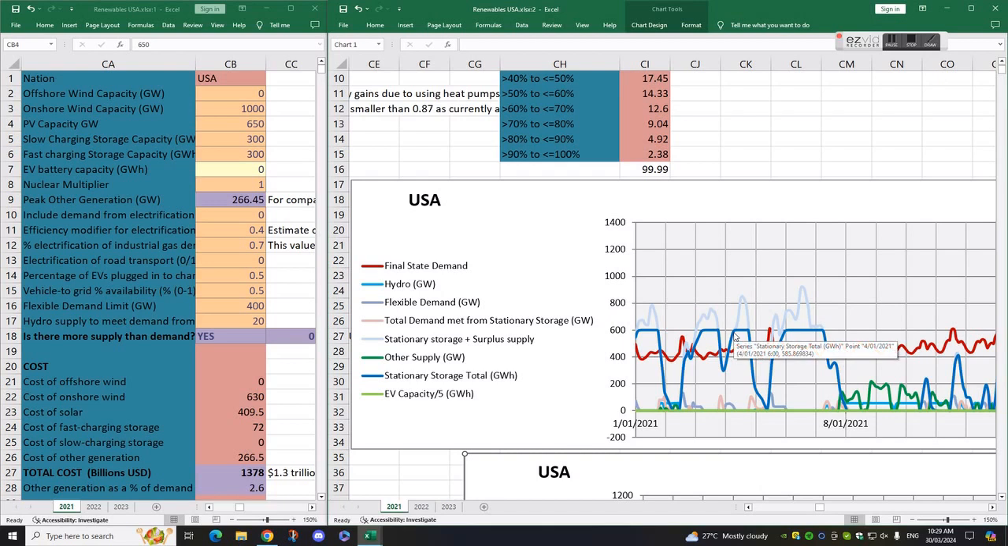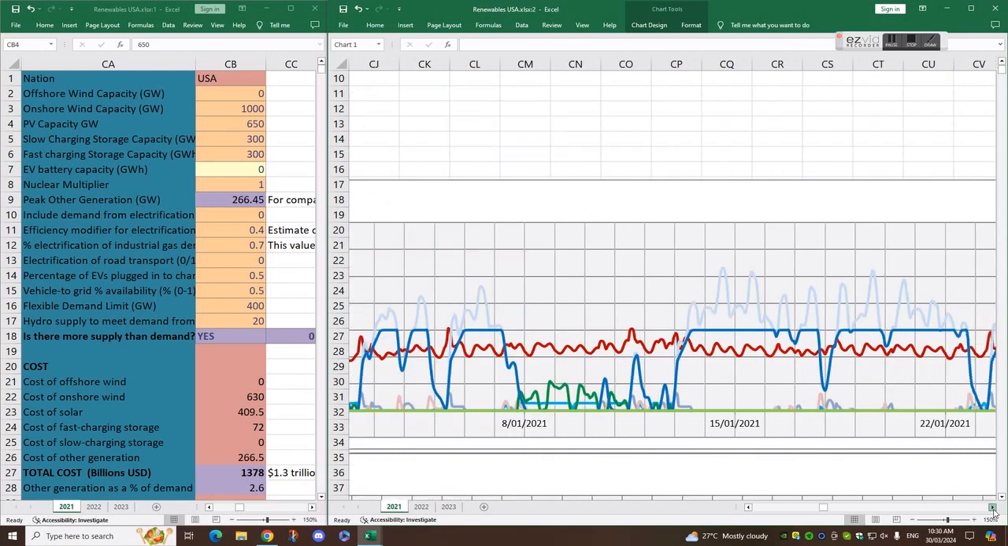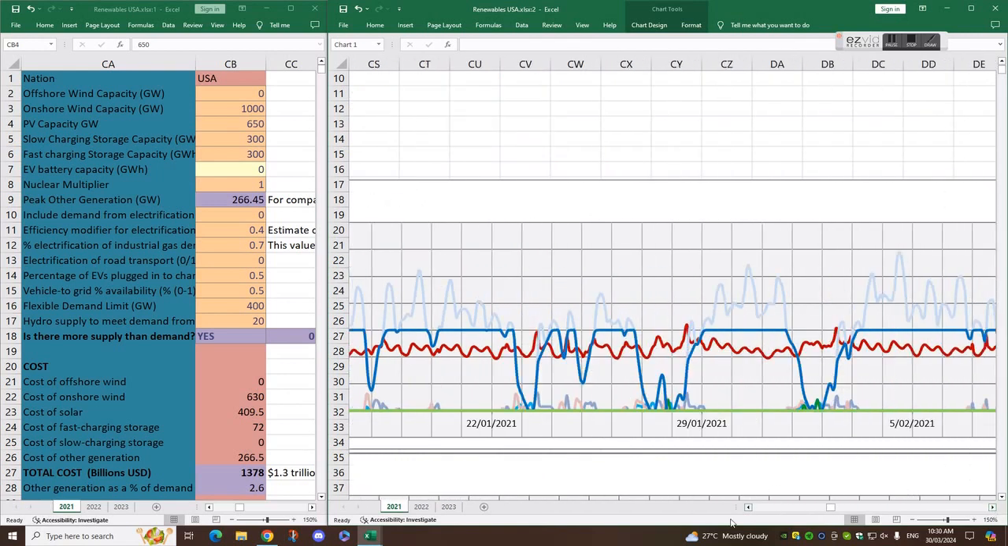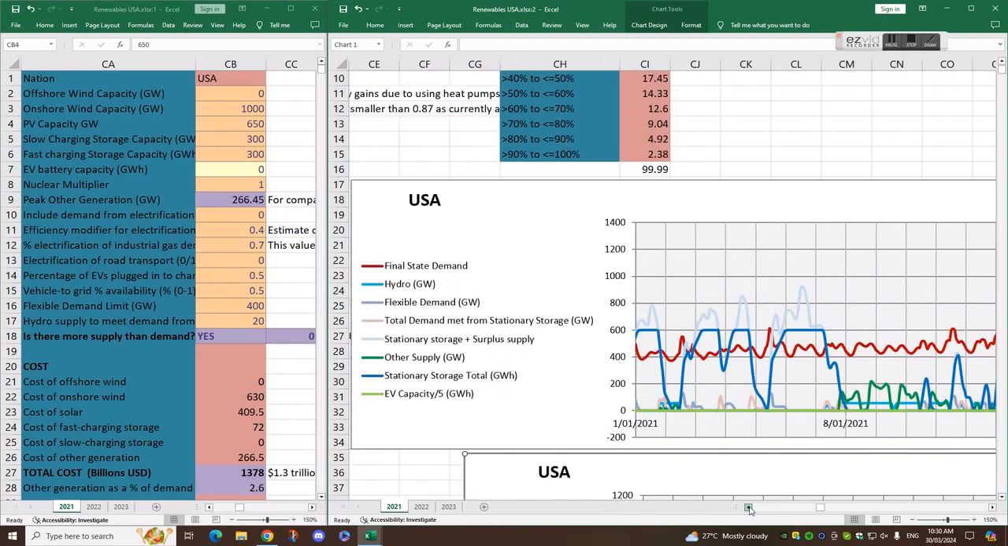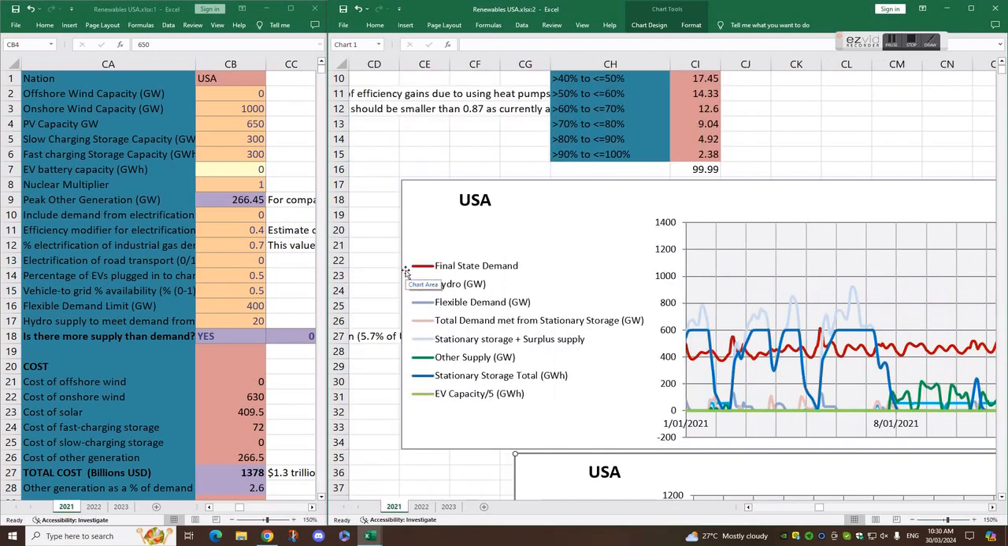So when the storages are at 100% of their capacity, they're fully charged, supply is meeting demand, and there's still excess wind and solar supply. So the pale blue line, we see there's a lot of it. So as I said, that surplus power can be used for charging batteries.